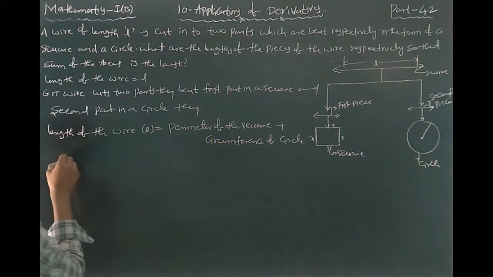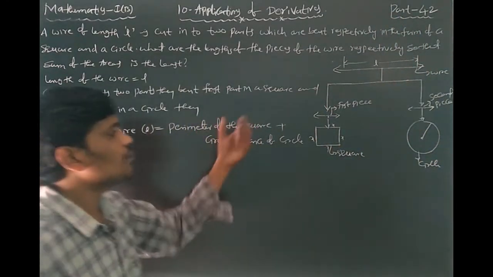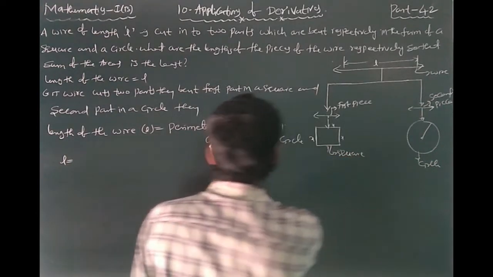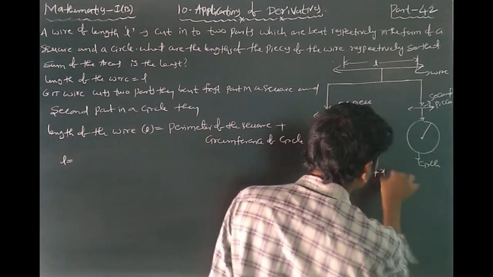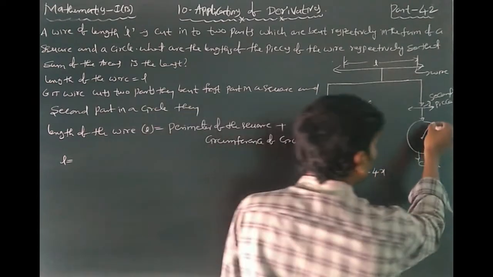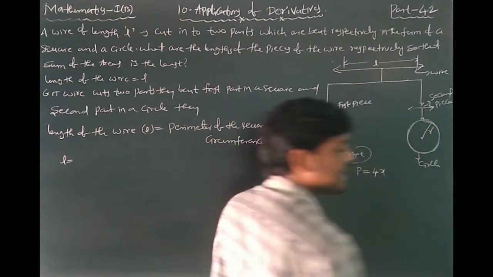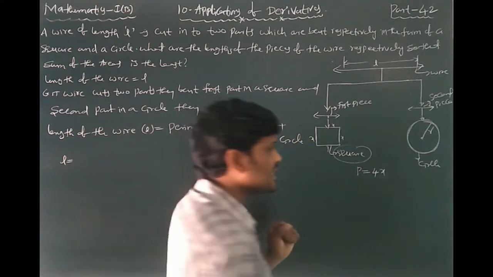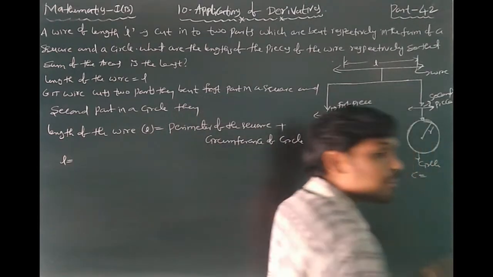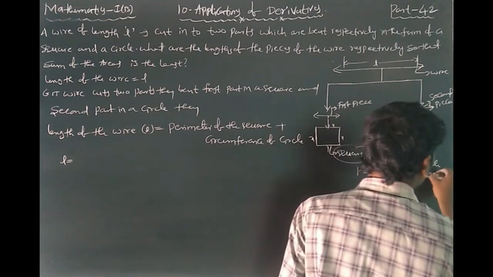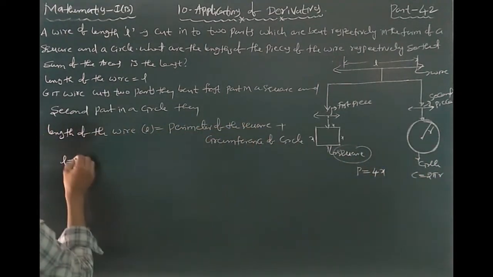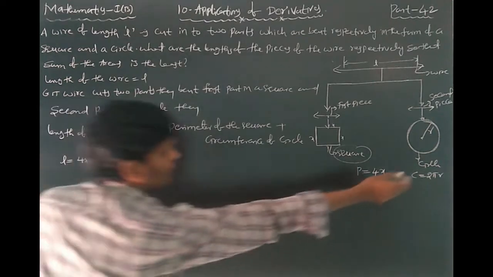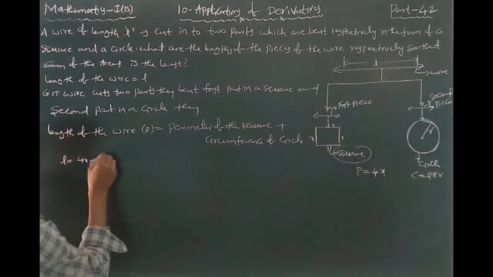These perimeters added together give the length of the wire. That's why L is equal to the perimeter of the square plus the perimeter of the circle. What is the perimeter of the square? It is 4x. For the circle, we take the radius as r, and the circumference or perimeter of the circle is 2 pi r. L is equal to 4x plus 2 pi r.